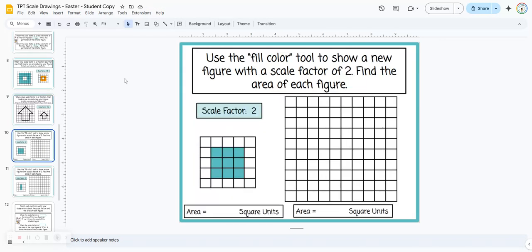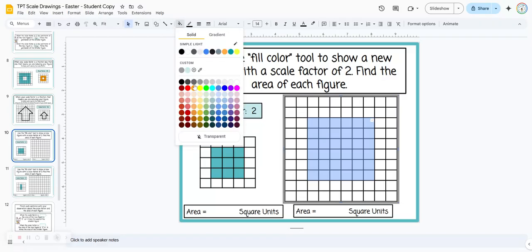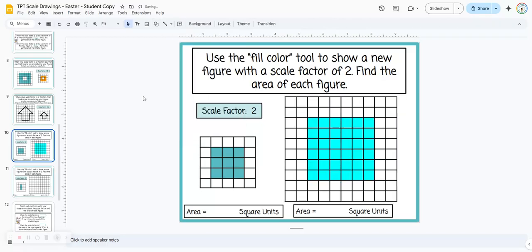Now we're going to be looking at what happens to area. So we know what happens to the perimeter when we scale up or scale down, but what happens to the area? So now we just have a simple square. We're going to scale it up by a scale factor of 2 so that it is now 6 by 6. Fill it in with a color. Now we're going to look at the area of the smaller square, or the original square, I should say, and it is 9 square units.